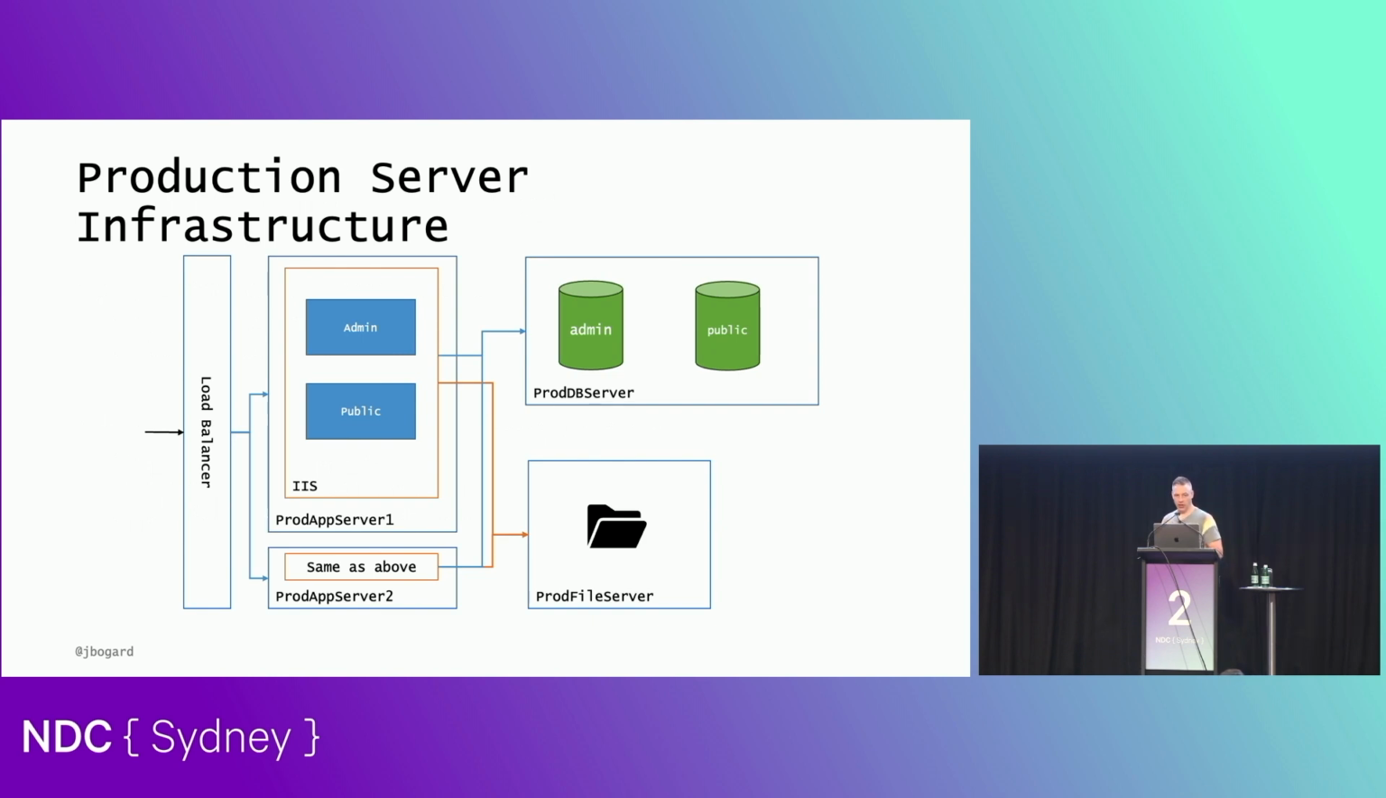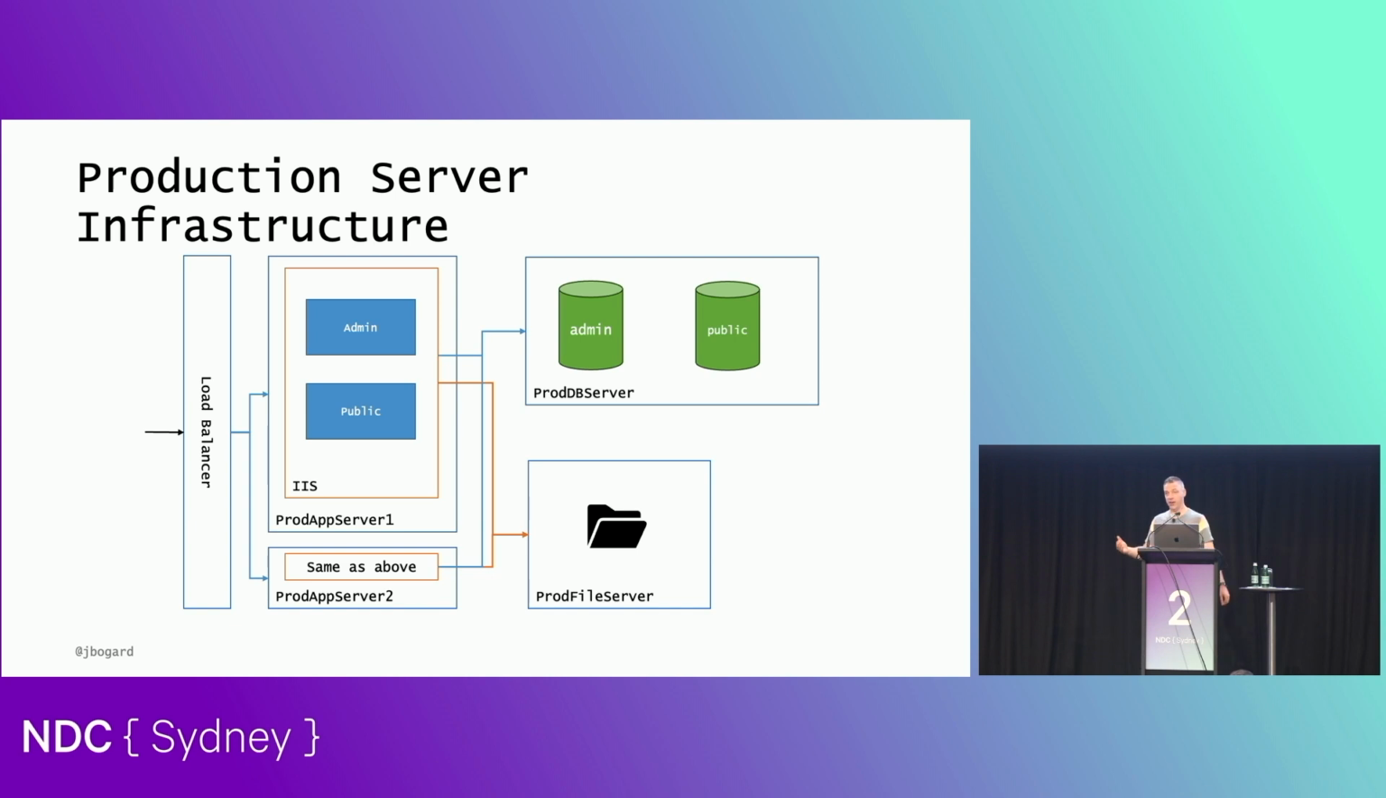So this is production for them. Again, not a huge number of users, but it was still in a web farm scenario with a load balancer. So we had a load balancer on the front, and then that would load balance between 2 web application servers, both having the applications hosted with IIS. And then those talked to databases behind the scenes, and they also had a production file server.